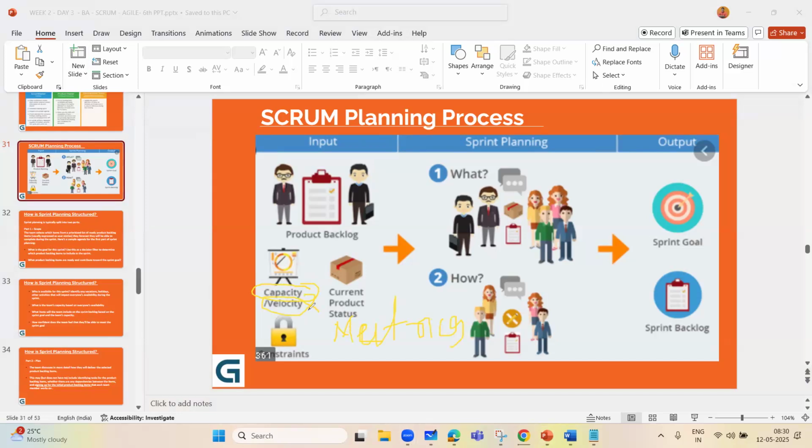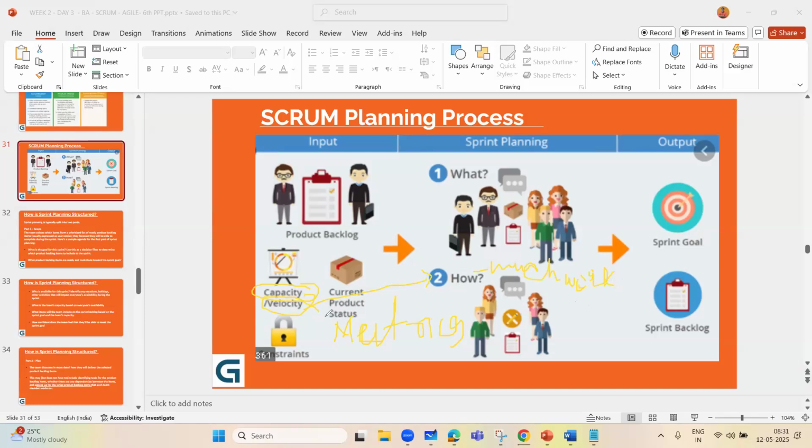So let me quickly tell you. First, velocity. What is velocity? Velocity is a Scrum metric that defines the rate of speed, using which we know how much work can be delivered. How much what can be delivered? Work can be delivered. So how will you identify how much work can be delivered? So for velocity, there are some units.